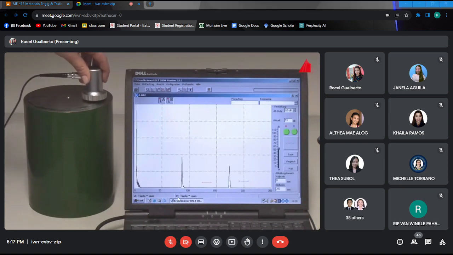Another echo indicates a defect in a depth of 87 millimeters. The second smaller echo at 174 millimeters is caused by double reflection on the same imperfection.